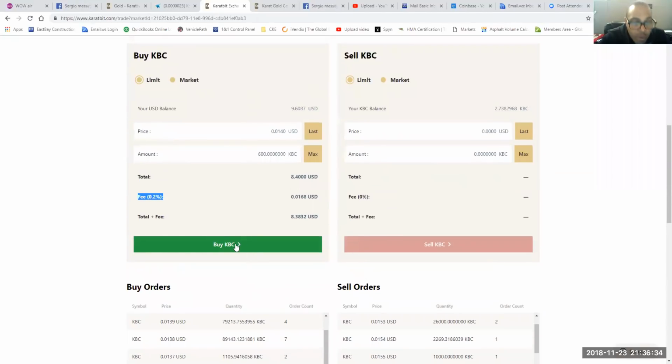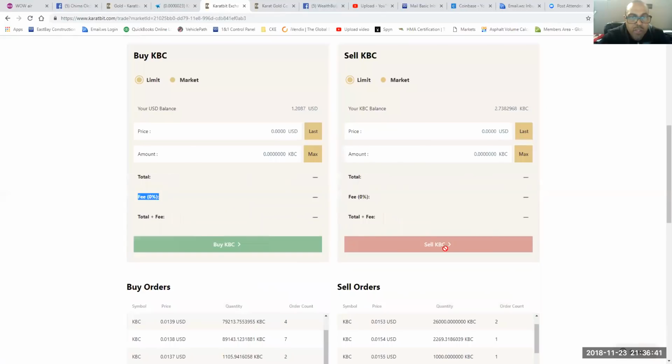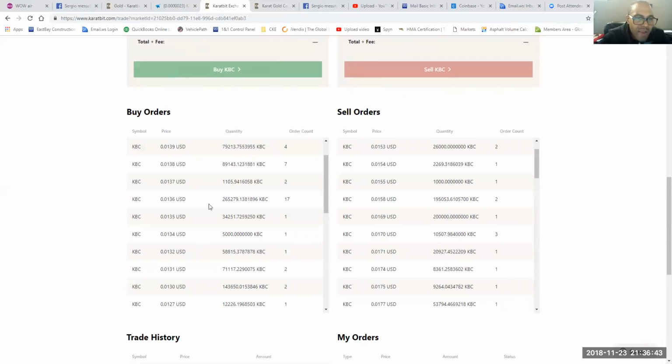So here, I'm going to place that order, and I want you to see that I bought 600 coins for 140. And where is it at? Here go my price. And then my order is here. And see that number 4? I'm one of those 4. And this is how many KBCs that want to be bought for this price right here. And there's 4 of us that's trying to buy this many coins for this price. I hope you guys understand that and where we are.